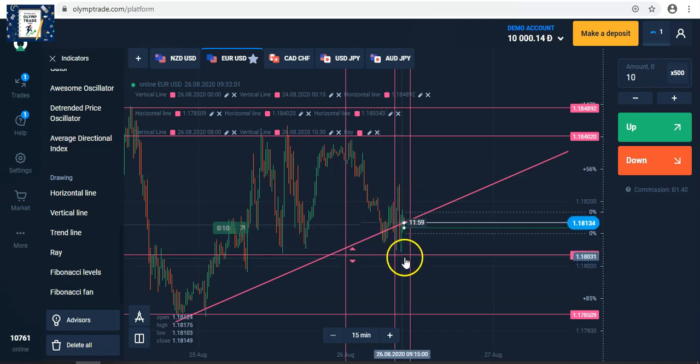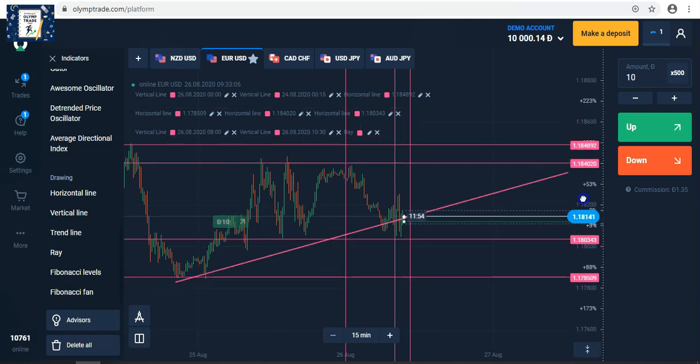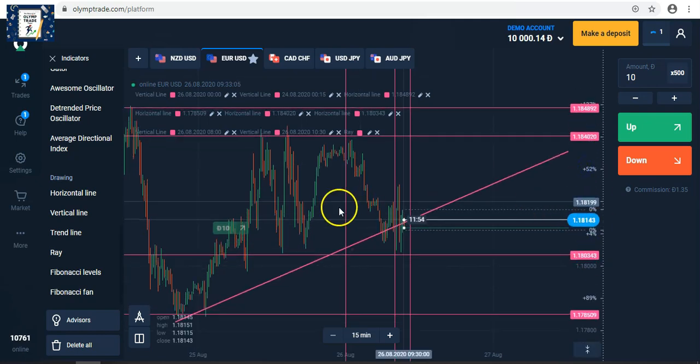So very important to keep in mind the session timings and identify the key points, not only the key areas of price, but also the key areas of time. And in that combination, as you've got the axis of time and you've got the axis of price here, those two combined will give you that kind of confluence to strengthen the trade.